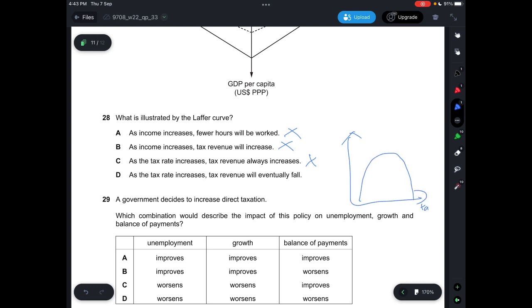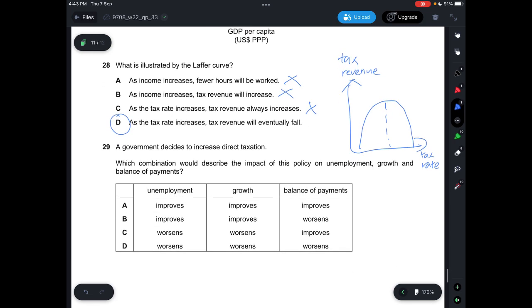If you look at the graph on the Laffer curve, this is your tax rate, and this is your tax revenue. If let's say there's an increase in tax rate beyond a certain point, there will be a decrease in tax revenue. Like to the point where, let's say the tax rate is 50%, if it's exceeding 50%, the tax revenue will decrease. So answer is D.